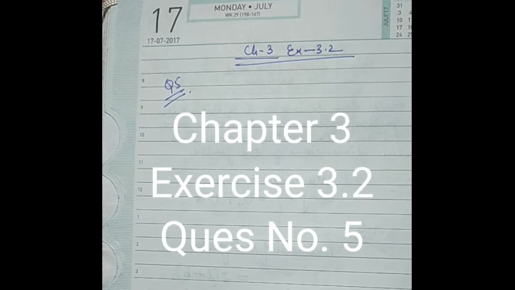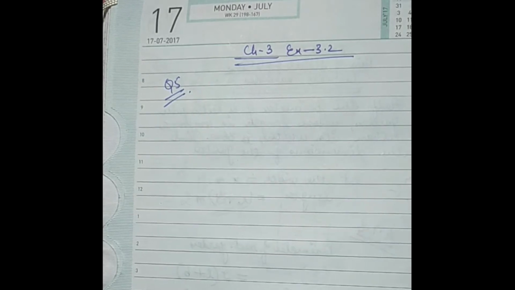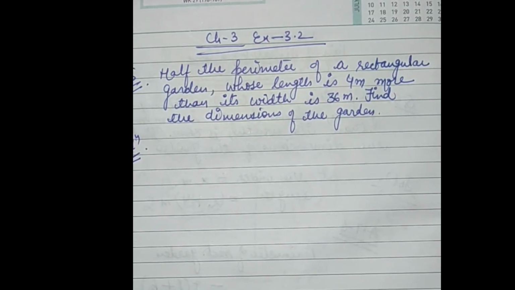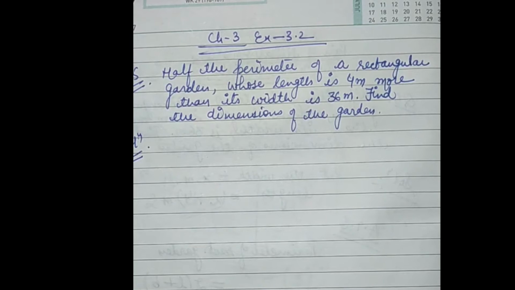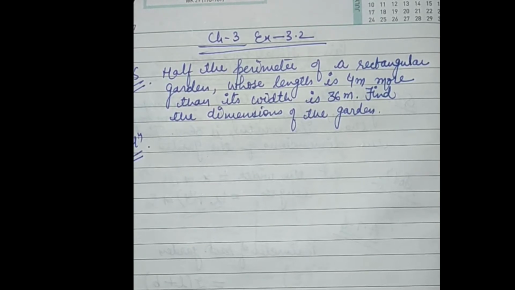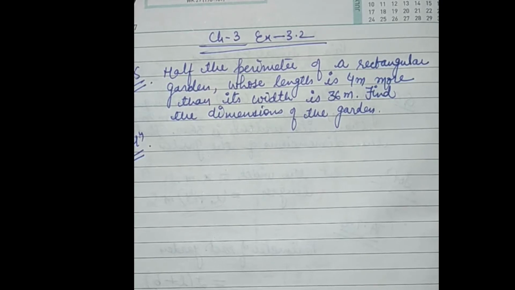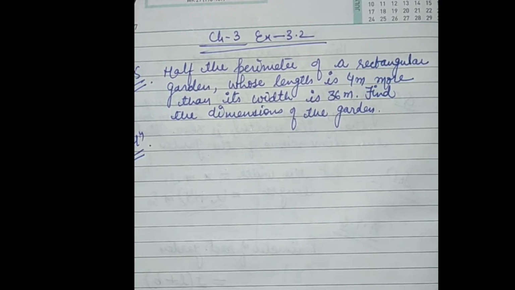Today we will be doing exercise 3.2, and here comes question number 5. Half the perimeter of a rectangular garden whose length is 4 meter more than its width is 36 meter. Find the dimensions of the garden.